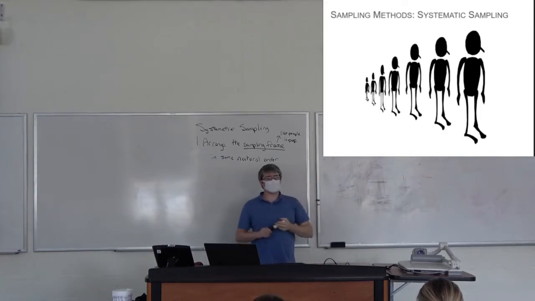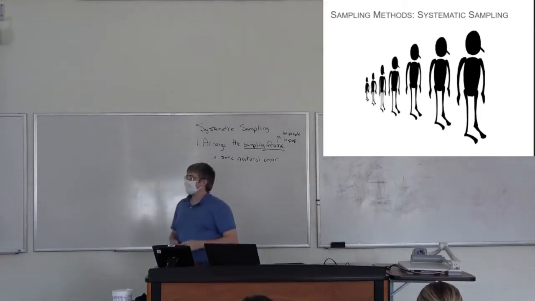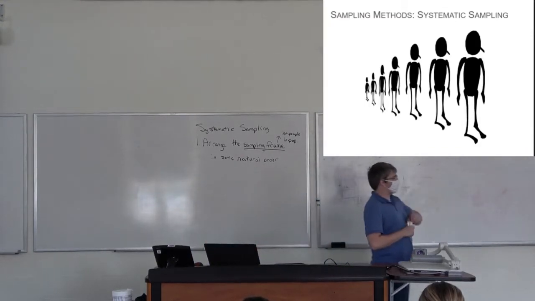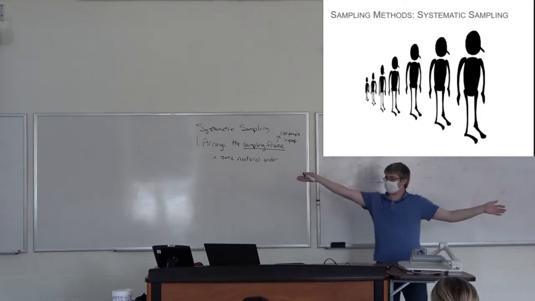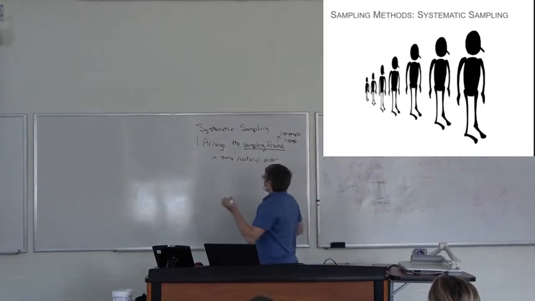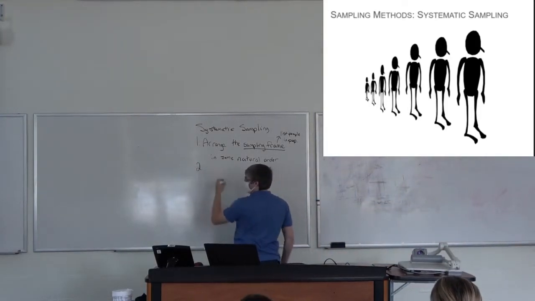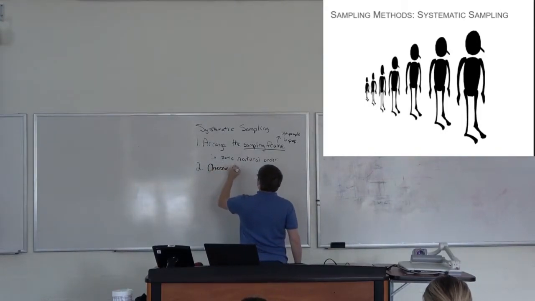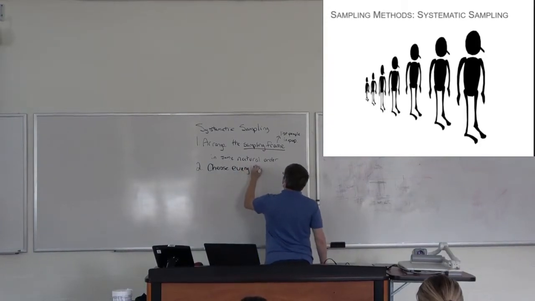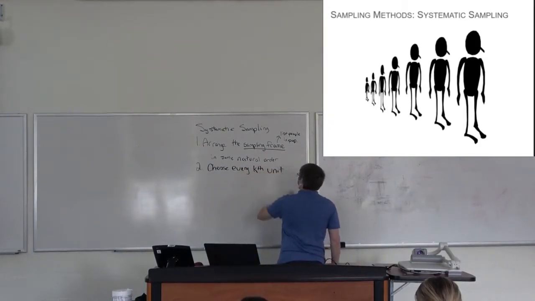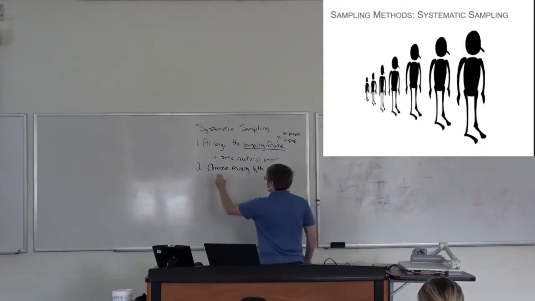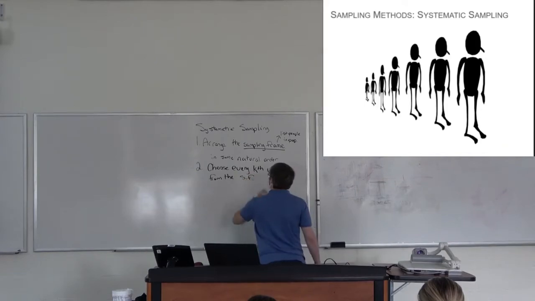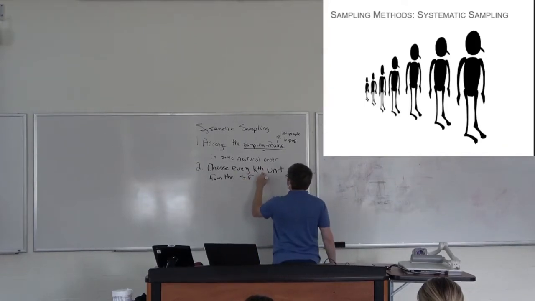But you can think about this: if I was going to line everybody up in this class and I was going to try and measure height, some type of natural order might be shortest all the way on this side and tallest all the way over here. And step 2 is going to be to choose every kth unit from the sampling frame to gather data.